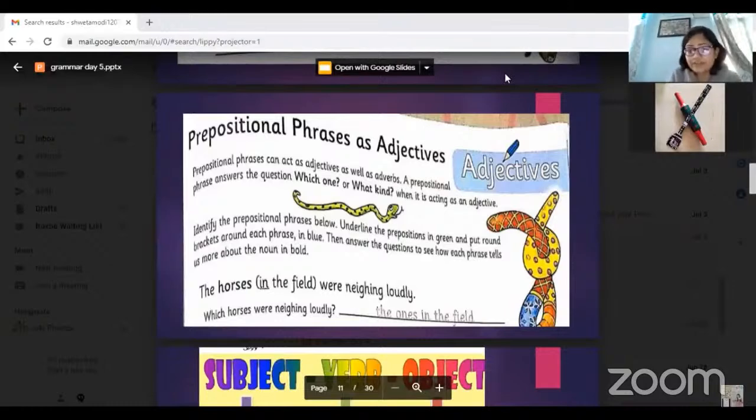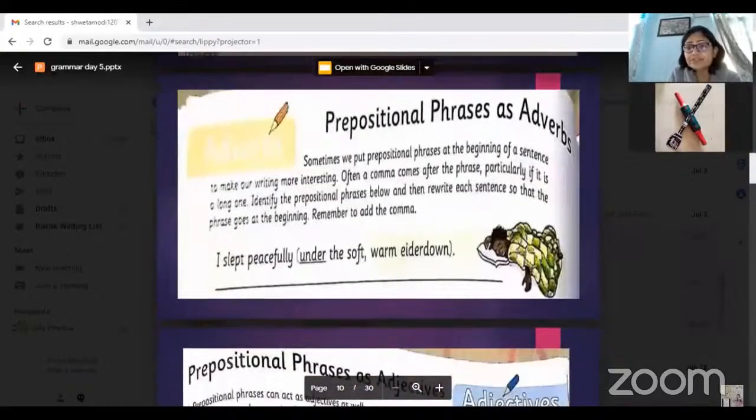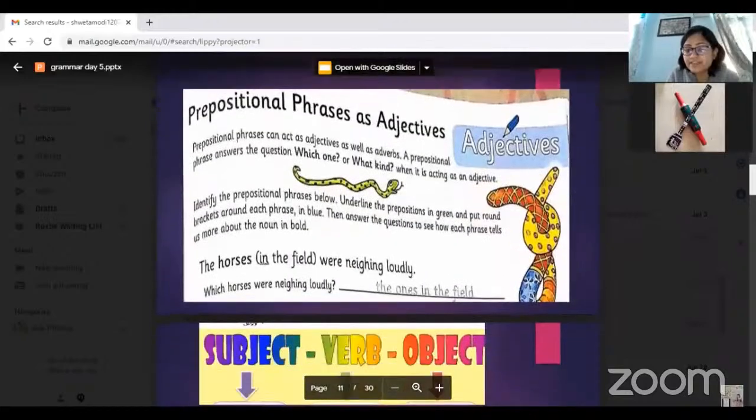So a preposition phrase, here it behaves as adverb because it is telling you about the action happening, but here it behaves as an adjective because it is telling about the noun. It is describing the noun. Clear?